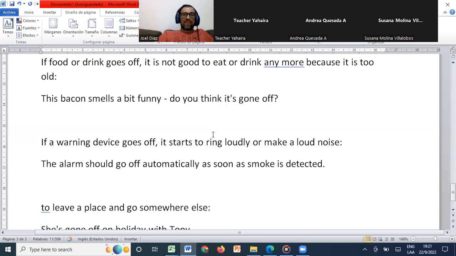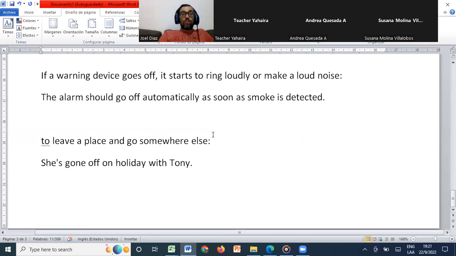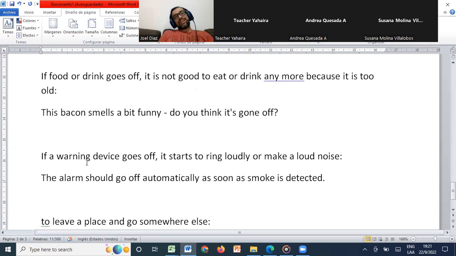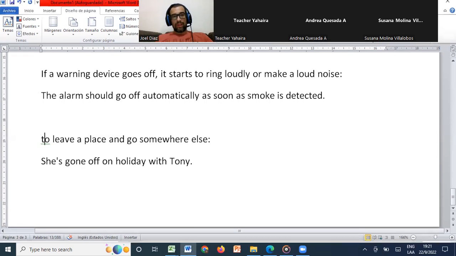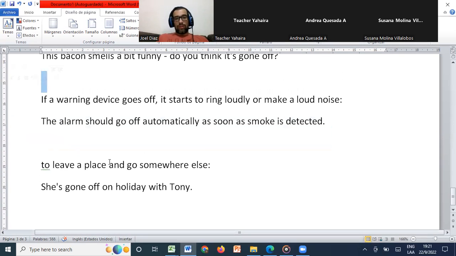Now, it also means to leave a place and go somewhere else. For example, she's gone off on holiday with Tony, right? So very interesting also, to leave a place and go somewhere else. So go off, when we're talking about people, means that they left, right? Very, very interesting, all these meanings for this word.